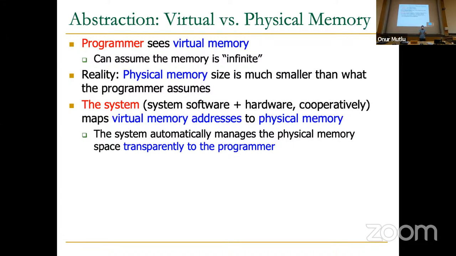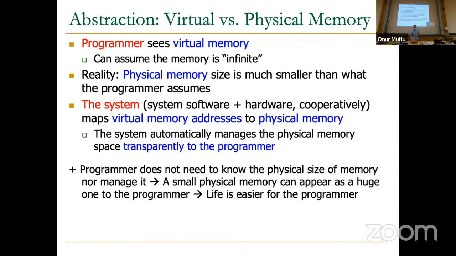So physical memory space is real. Virtual memory space is not real, right? In a sense, addresses are real, but memory doesn't exist in the sense that the programmer just assumes it. But physical memory is much smaller than that. And the system automatically manages to give the illusion that the larger virtual memory seems to exist from the programmer's perspective. And the good news about this is the programmer does not need to know the size of the physical memory. They don't need to manage it.